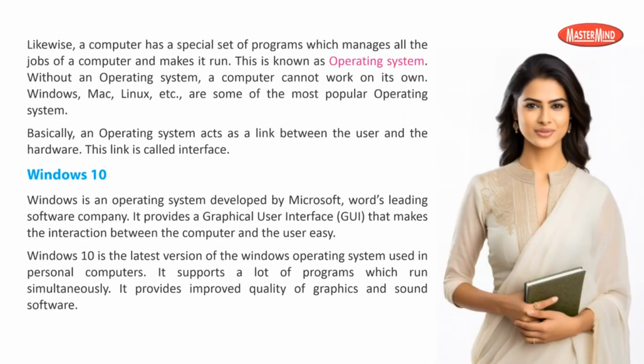Likewise, a computer has a special set of programs which manages all the jobs of a computer and makes it run. This is known as operating system. Without an operating system, a computer cannot work on its own. Windows, Mac, Linux, etc. are some of the most popular operating systems. Basically, an operating system acts as a link between the user and the hardware. This link is called interface.